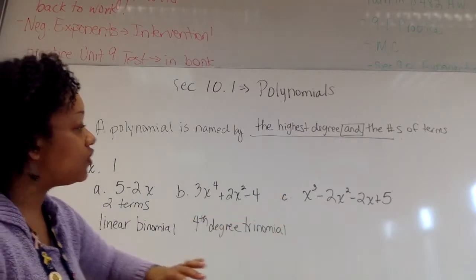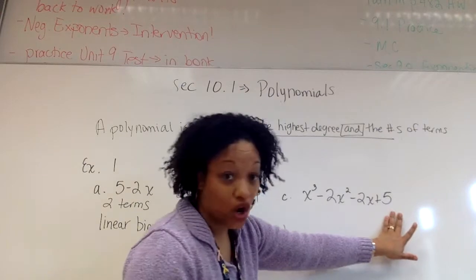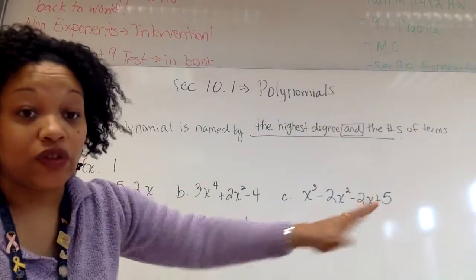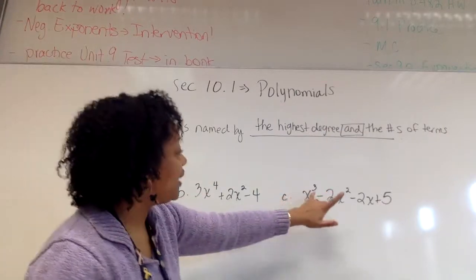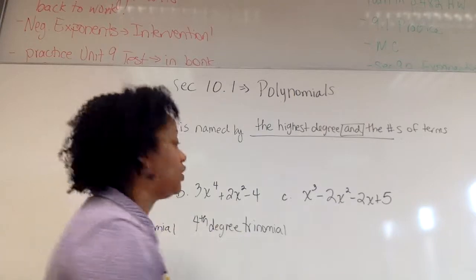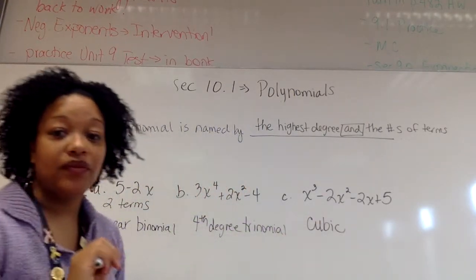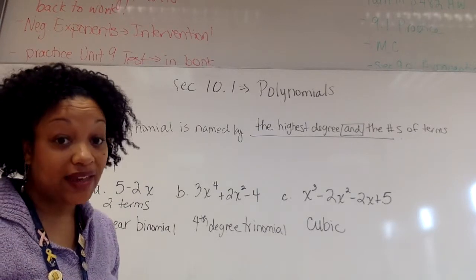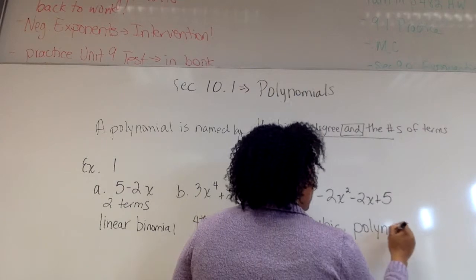And one more here, letter C. It has 1, 2, 3, 4 terms. So you look at your table and see, well, what's the name of 4 terms? The highest degree is 3. So the name of this polynomial would be cubic. That's its first name. And because it has more than 3 terms, its last name is simply polynomial.